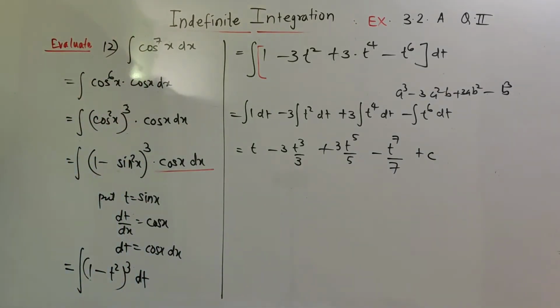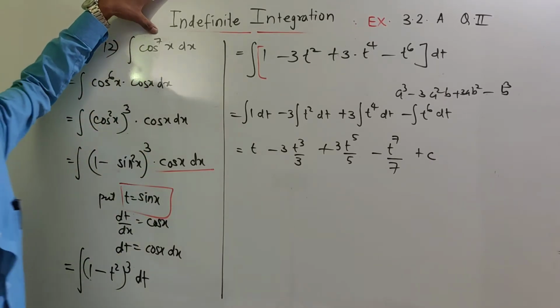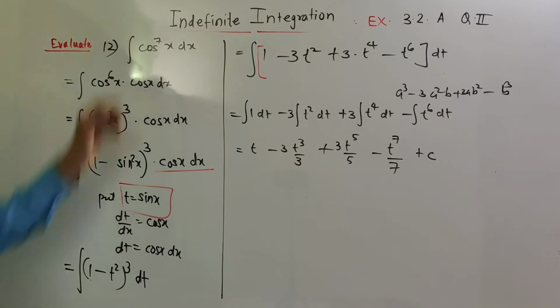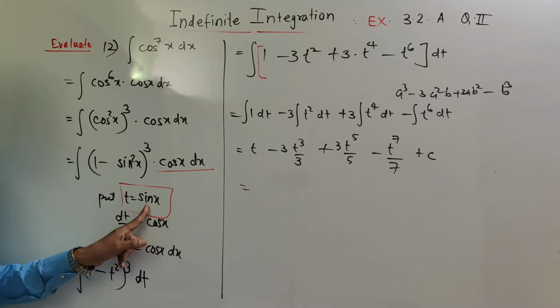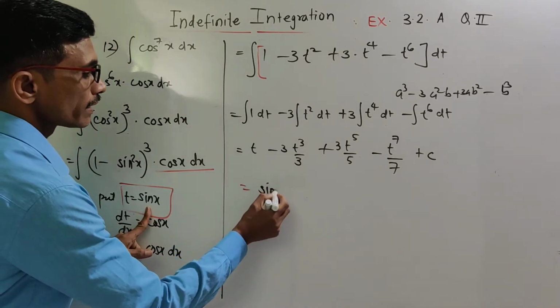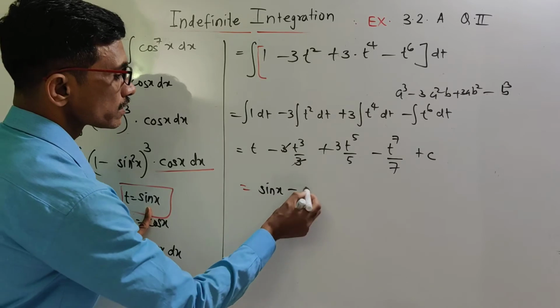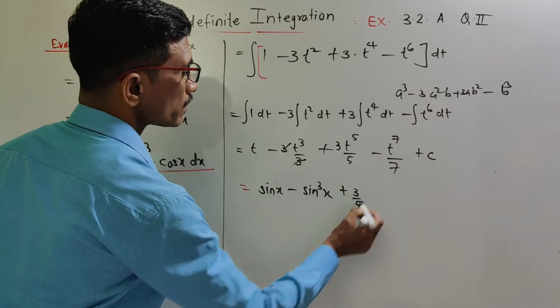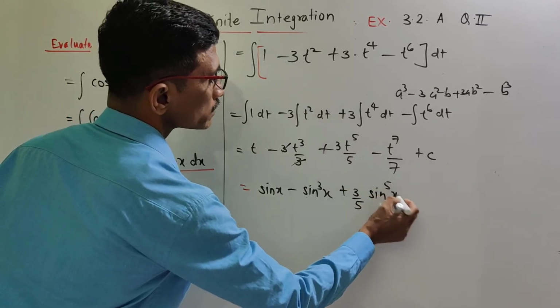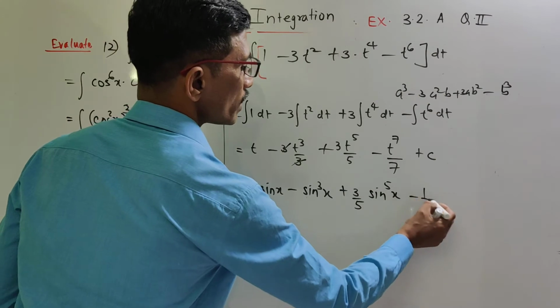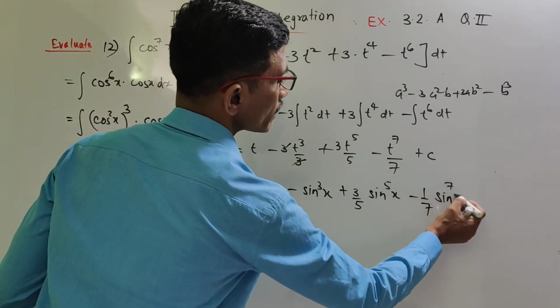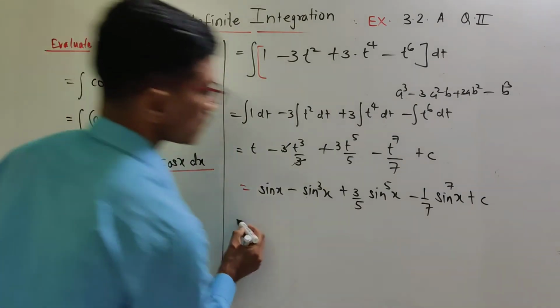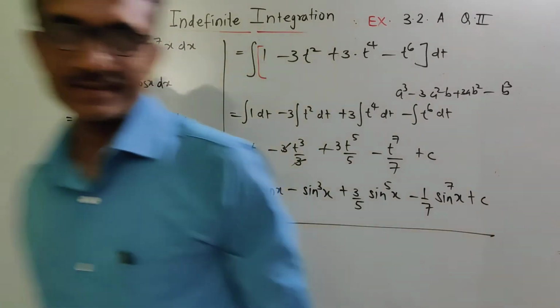Or t is equal to sin x. As we said, power of index of cos is odd, then substitute t is equal to sin x. So substitution is this: sin x minus, this is getting cancelled, sin cube x plus 3 by 5 sin to the power 5x minus 1 by 7 sin to the power 7x plus c. This is the answer. Very easy.